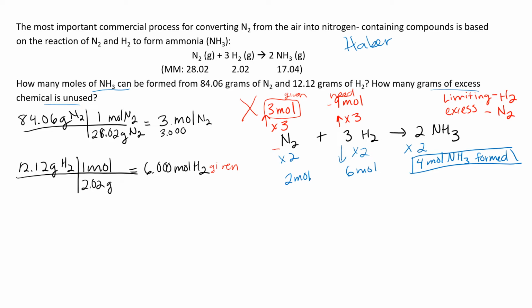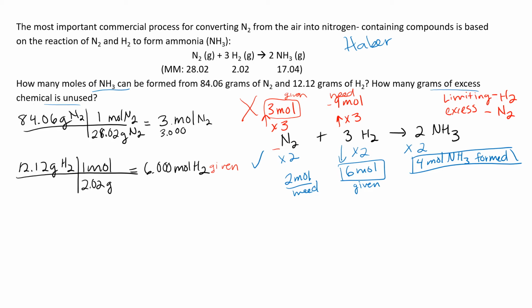Okay? This is the reaction and following. And again, this was my given amount. This is what I need to go with it. Okay. Now that I've identified and answered the first question, my second question is how many grams of excess chemical is used or is unused in the reaction.